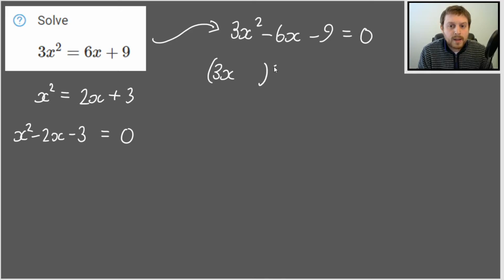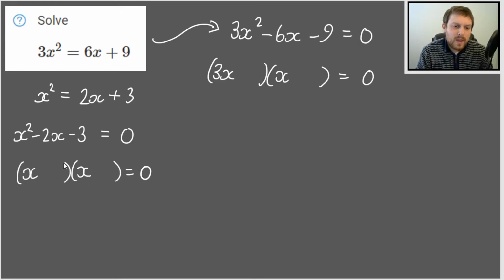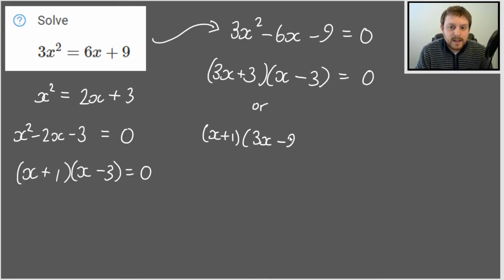We've got 3x and x. Well, let's solve this one first, and then we'll use that answer to work out what this would have been. This will be x and x, and then minus 3 and plus 1. So I've got x minus 2x is minus 2x. So this could be 3x plus 3 and x minus 3. This would give you this. It could have also been x plus 1 and 3x minus 9.